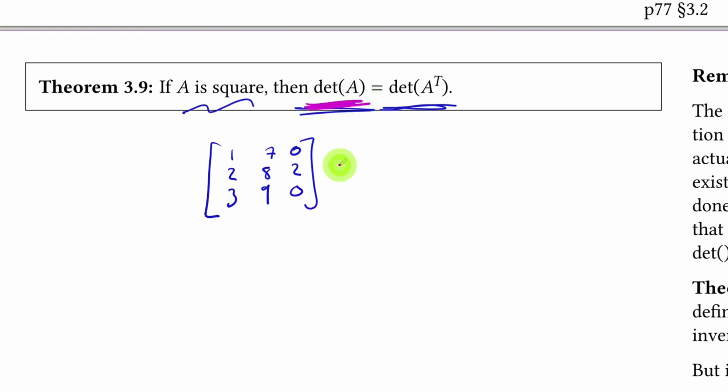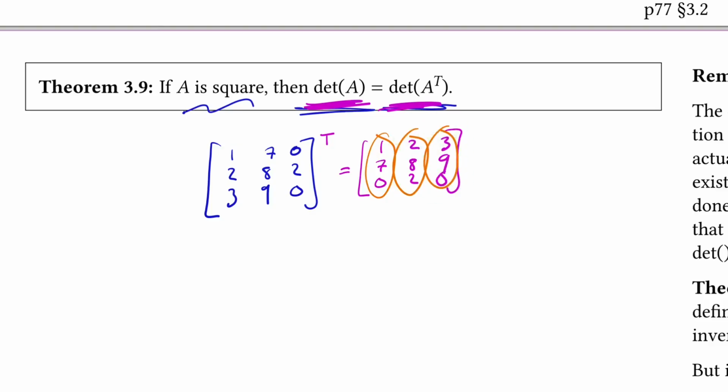But if you take the transpose of that, the columns are now 1, 7, and 0, and 2, 8, and 2, and 3, 9, and 0. Why should these columns here make a parallelepiped that has the same volume as these columns? It turns out it works. It's weird, right? But it works.